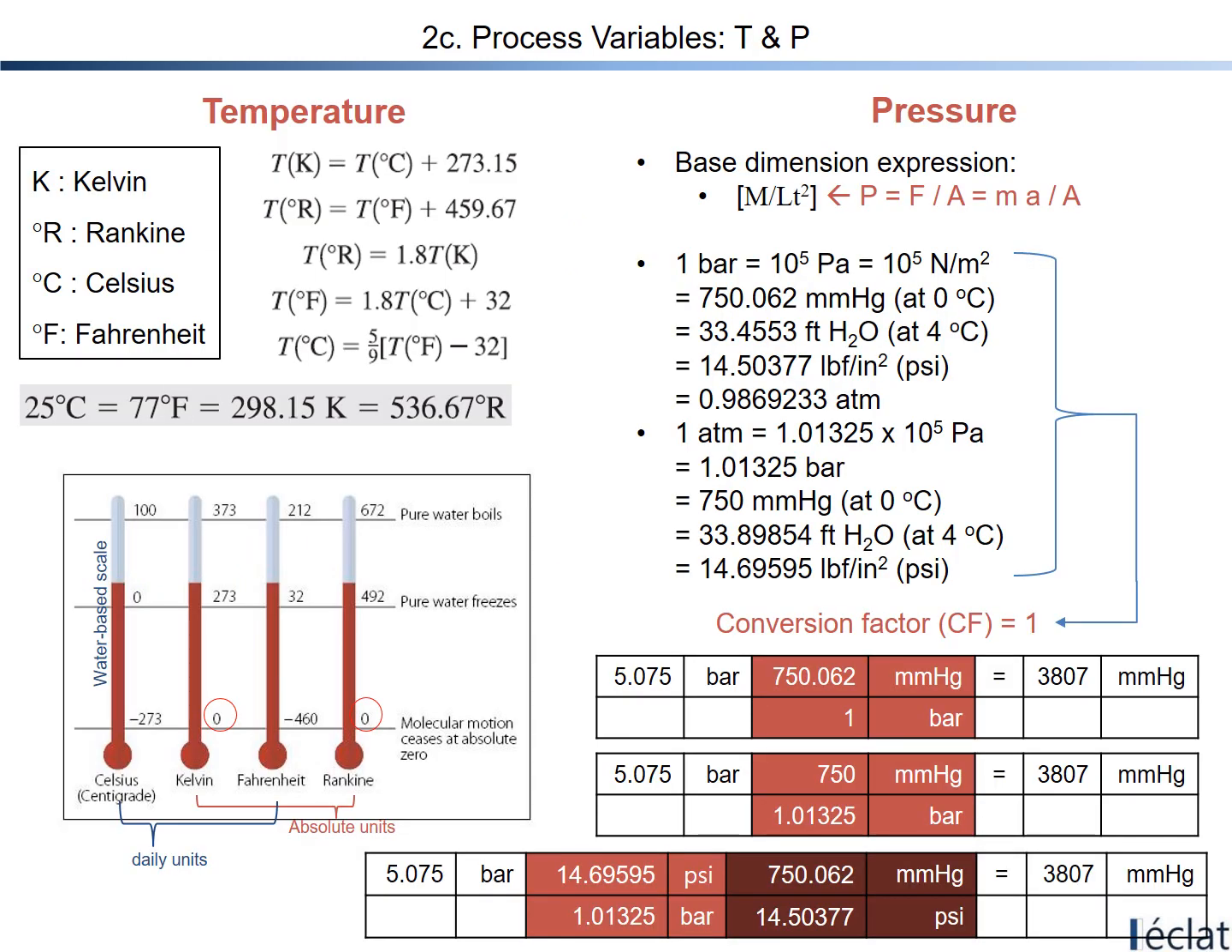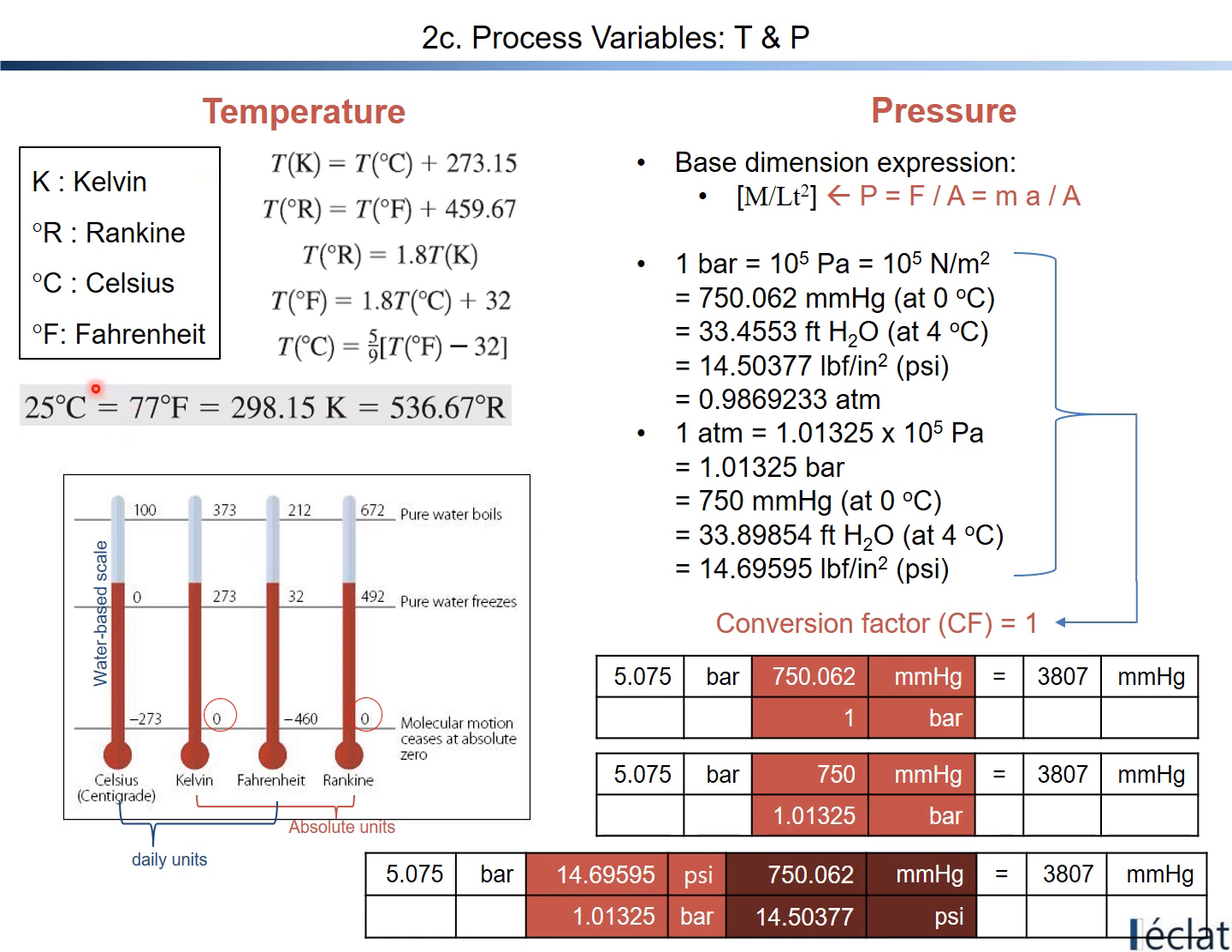The second category of process variables, in this slide, are temperature and pressure. We have 4 different temperature units: Kelvin, Rankine, Celsius, Fahrenheit. Those units are converted to each other by using those equations. Don't memorize them. I'll give you the equations if you encounter this kind of conversion in your examination.